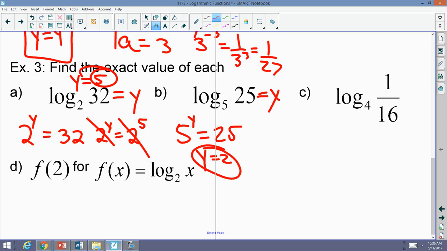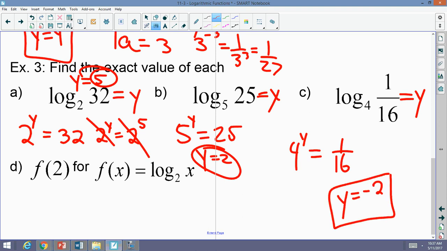Log base 4 of 1/16 equals y. Well, 4 to the y power equals 1 over 16. Guys, what did I do to make that 4 a 1 over 16? Fantastic. Y equals -2, because 4 to the -2 power is 1 over 16.